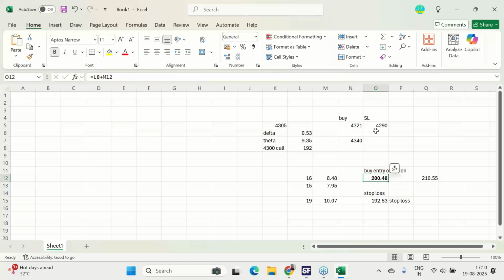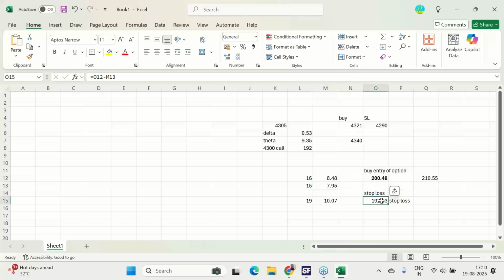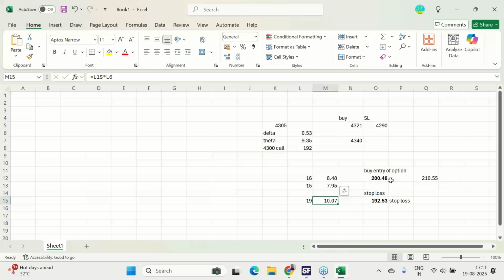And in a similar way, for the stop loss, I am taking the underlying asset and taking that distance from the reference point. That price difference I am again multiplying with the delta, subtracting it from my buy entry. This is my stop loss, and targets also in a similar way. I am calculating from my buy entry to the underlying asset's target. That difference again I multiply with the delta and add it to my buy entry price of the option. This is my target. Intermediate targets you can find out in a similar way.